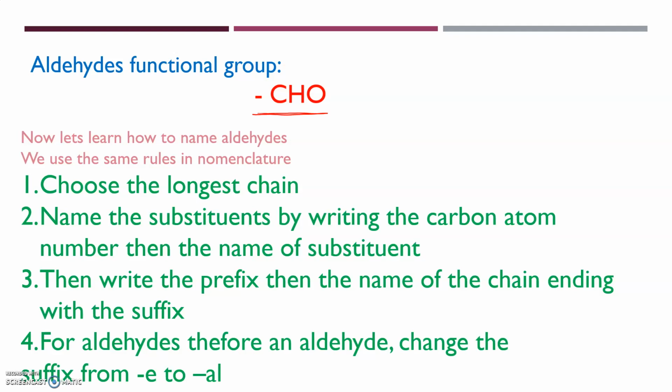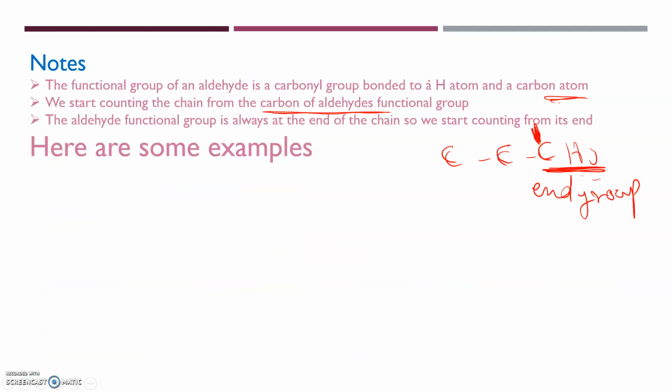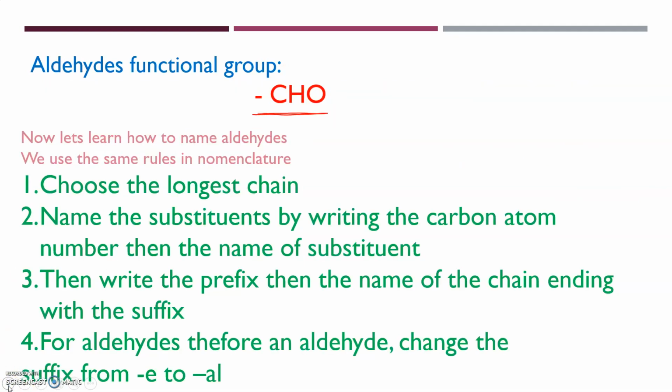And then after you write the substituent, you write the prefix, which is the name of the chain, from 1 to 10 according to the number of carbons, and then you end up with the suffix. Suffix means the final part that identifies to which family this compound belongs. So for aldehydes, you remove the E and just add AL. So if you have methane, it becomes methanal. When it turns to an aldehyde, methane becomes methanal.